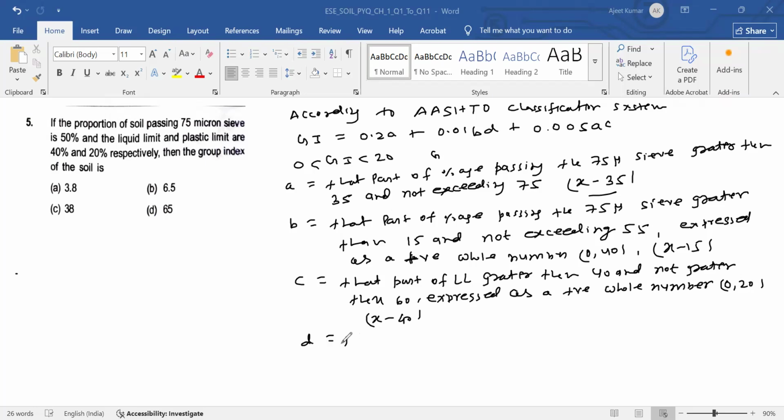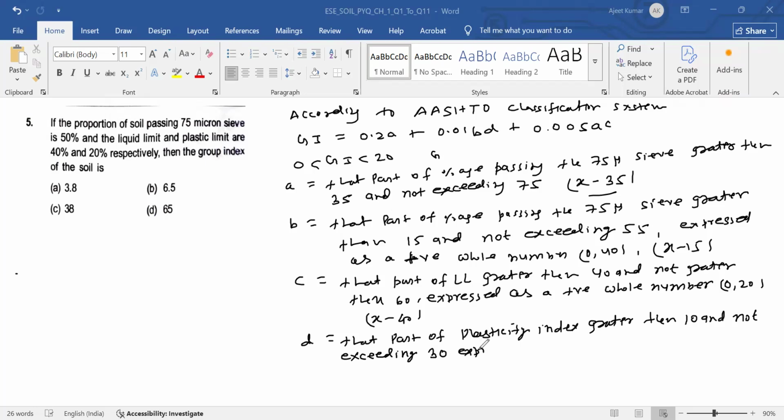D is that part of plasticity index greater than 10 and not exceeding 30, expressed as a positive whole number from 0 to 20, and you can calculate it as X minus 10.